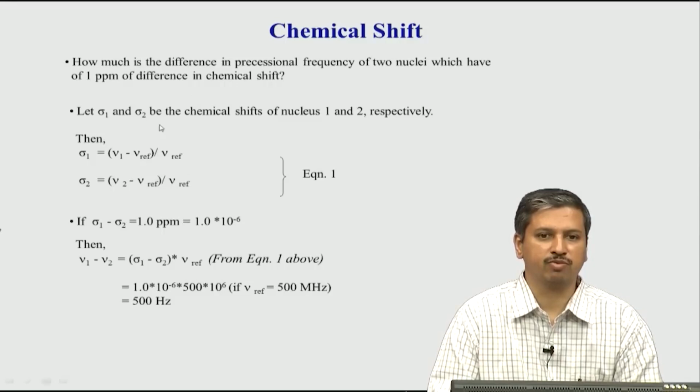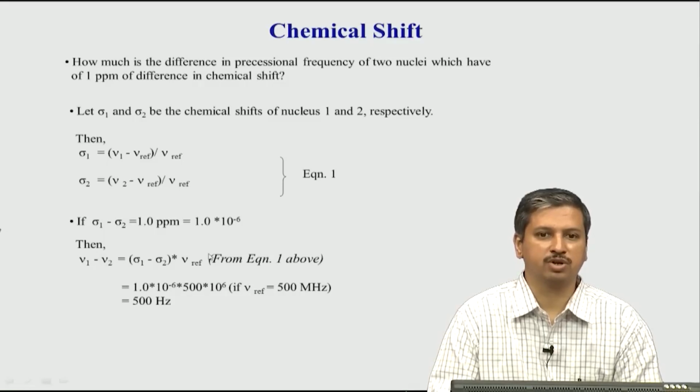It is very simple, we can go through this algebra, but what basically happens is the following. Let us say you have two peaks which differ in chemical shift by 1 ppm. So, 1 ppm means 1 into 10 to the power minus 6 parts per million. Then if you want to convert this into frequency difference, remember ppm and frequency are not the same, ppm units are different from frequency units.